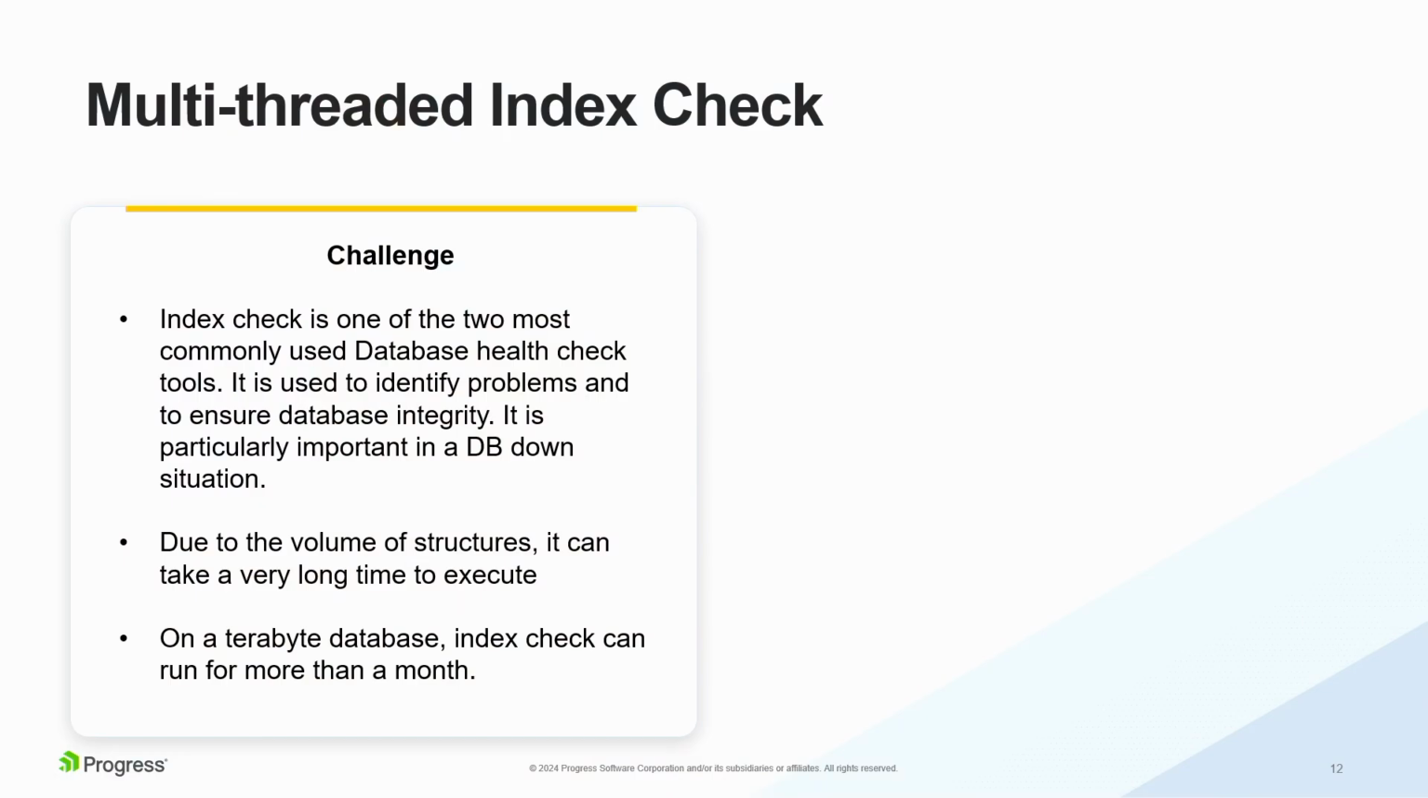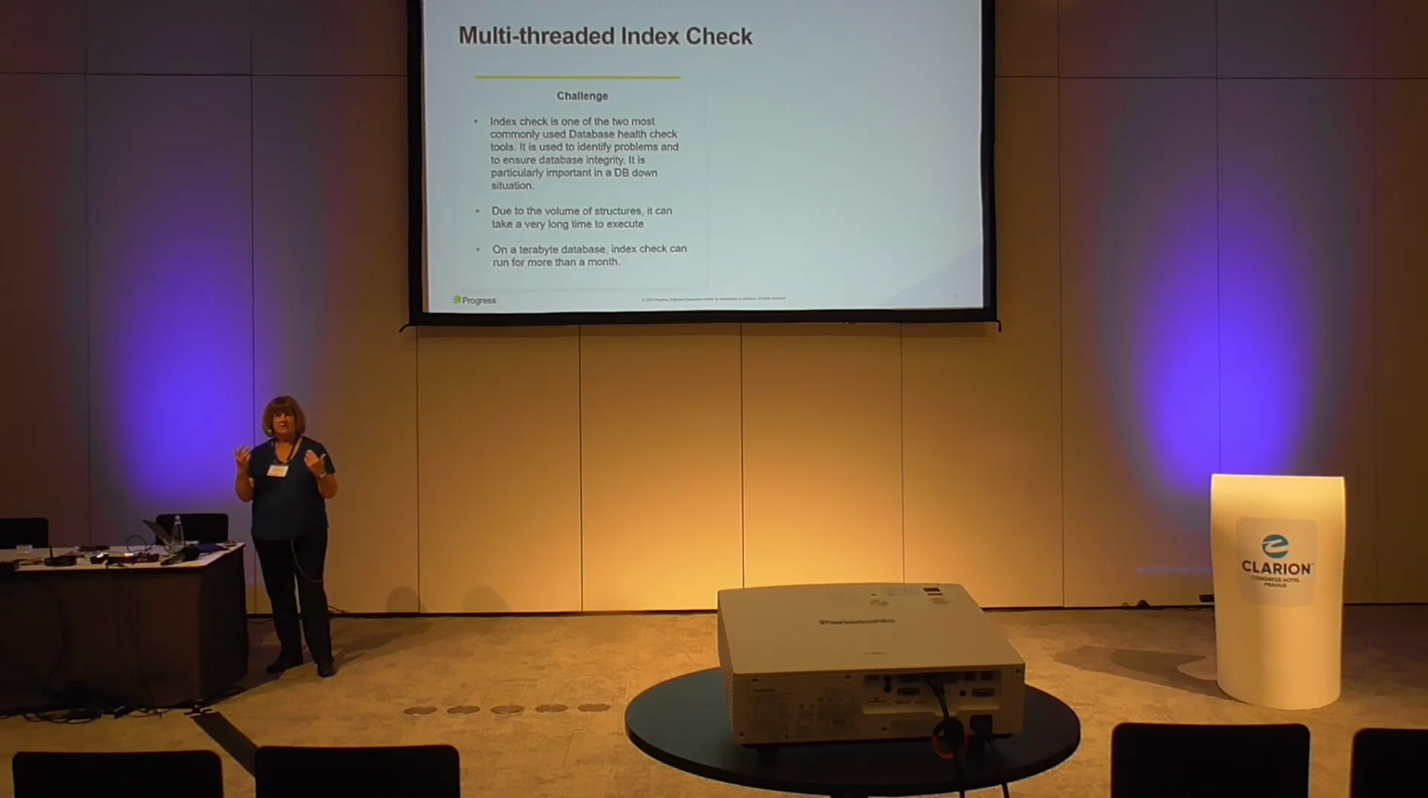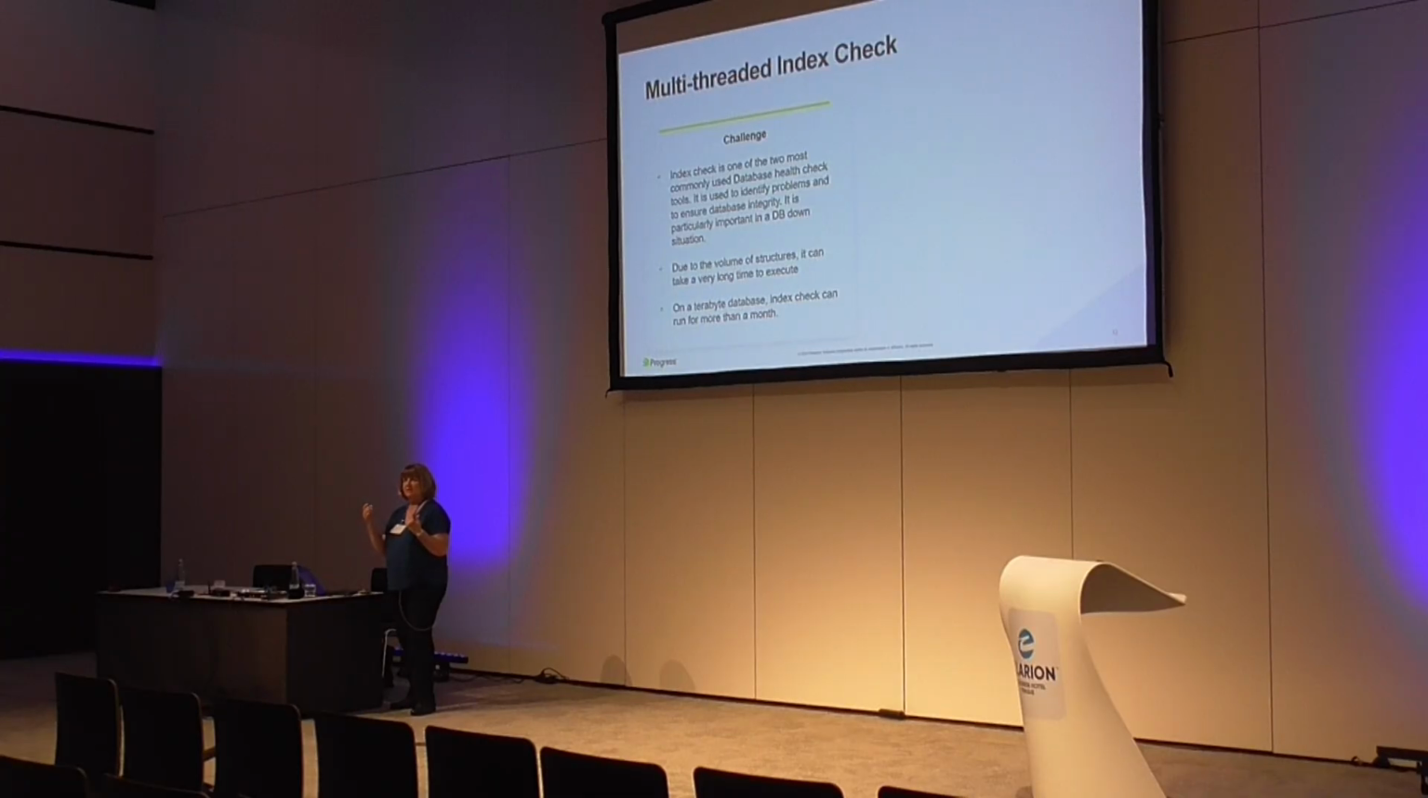So we've added threading to index check. What it does is it goes through, and actually the different options work in a different way, but it goes through and it compares index key entries and the index keys against the records. It can take a very long time to execute, and we've had anecdotal reports that a terabyte database can take up to a month to run index check on. So we're very interested in getting this to take a shorter period of time.